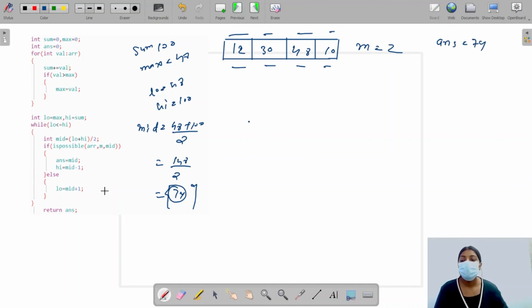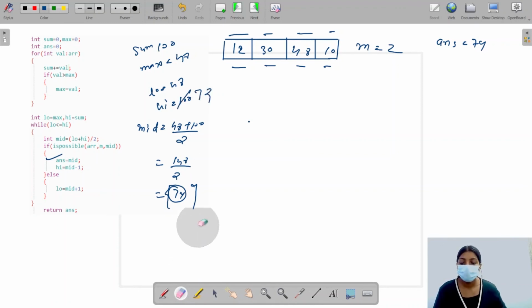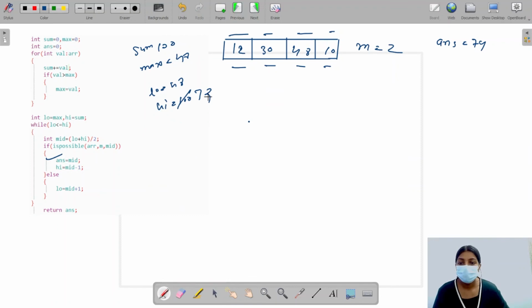Okay. So what do I do? If it's possible, then for my high, I just decrease the load. Now my high becomes equal to mid minus 1. So my high is now 73, which is equal to mid minus 1. I again calculate my mid.